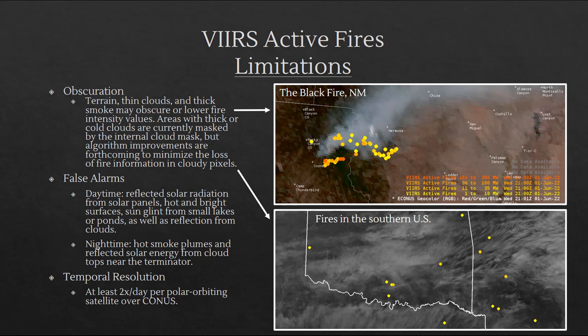When using the data, also be aware of daytime and nighttime false alarms. Daytime false alarms consist of reflected solar radiation from solar panels, hot and bright surfaces, sun glint from small lakes or ponds, as well as reflection from clouds. The nighttime false alarms consist of hot smoke plumes and reflected solar energy from cloud tops near the terminator. The temporal resolution should also be considered, with limited refresh rate over CONUS compared to the northern high latitudes, such as Alaska.